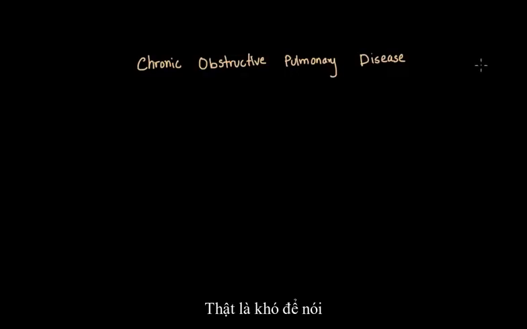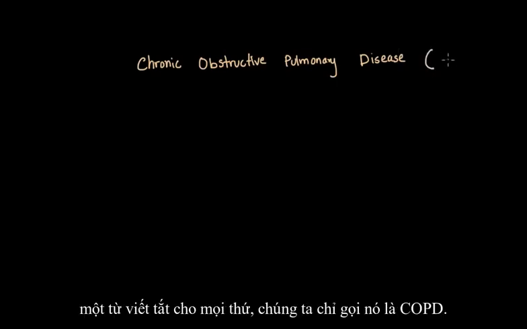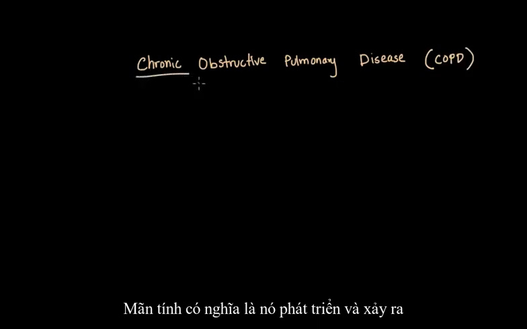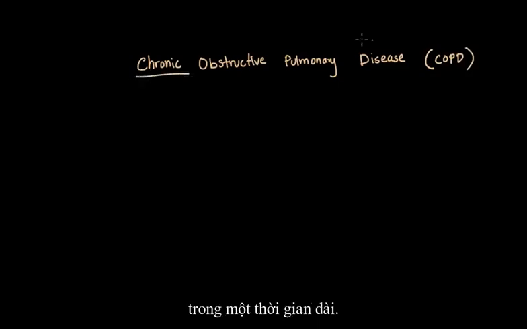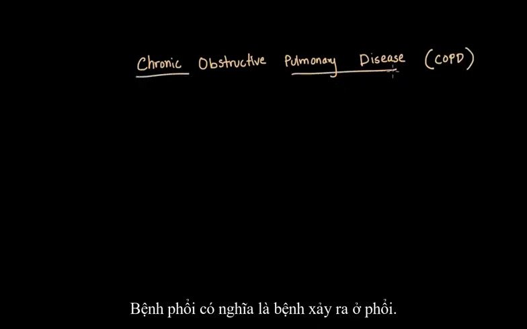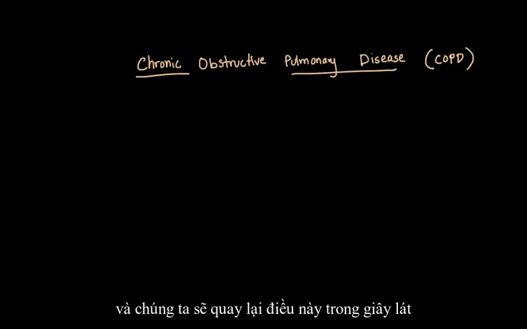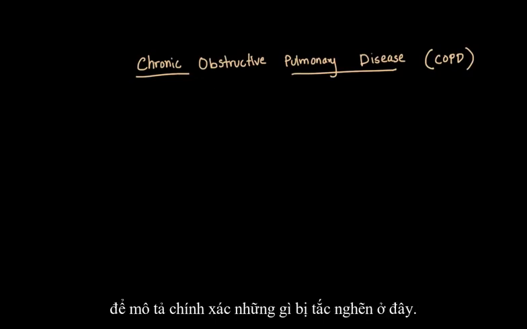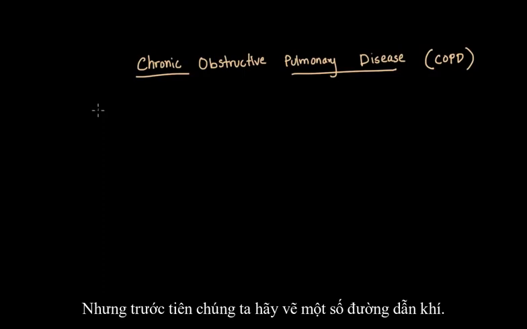It's such a mouthful to say chronic obstructive pulmonary disease, so since there's an acronym for everything, we just call it COPD. Now, chronic means it develops and happens over a long period of time. And pulmonary disease means it happens in the lungs. But obstructive is really the key word here, and we'll come back to this in just a second to describe exactly what's obstructed here. But first, let's draw some airways.